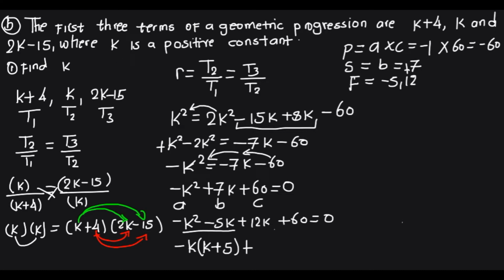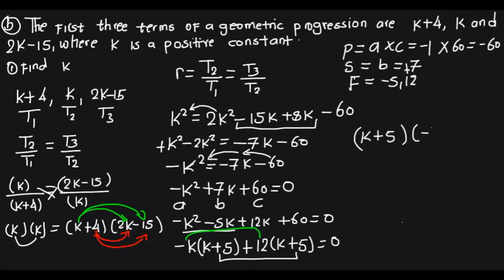Then from this side, 12 is common, so we take out our 12. 12 times 12k gives k, plus 12 times 5 gives 60. Then it is equal to 0. So we can see that these two brackets are the same, so the answer is making sense. From this, we factorize this one, then we get k plus 5. Then this one will also form its bracket.